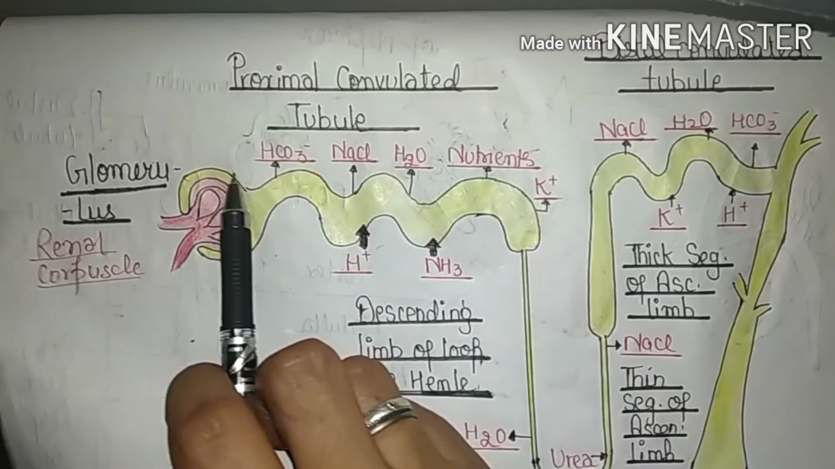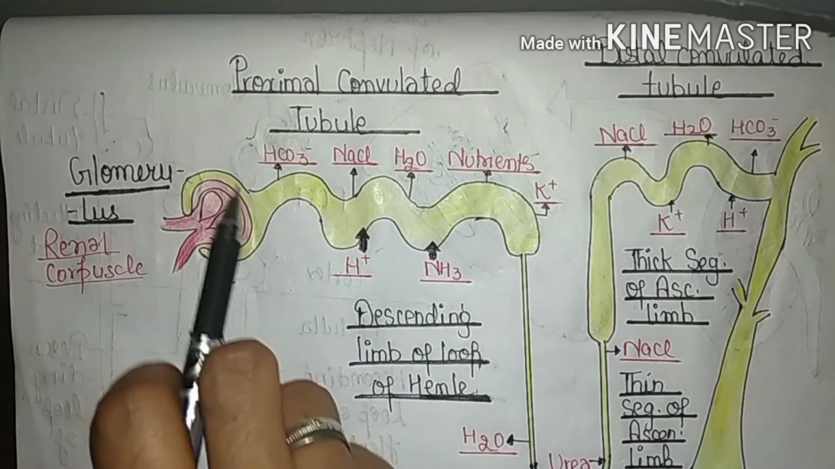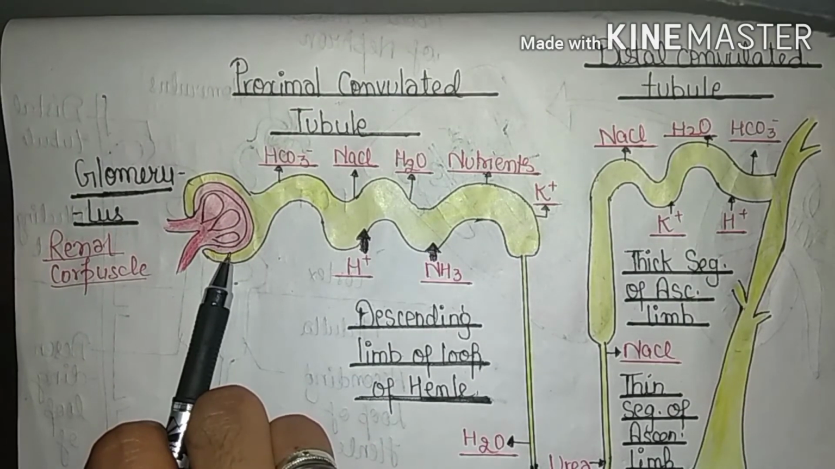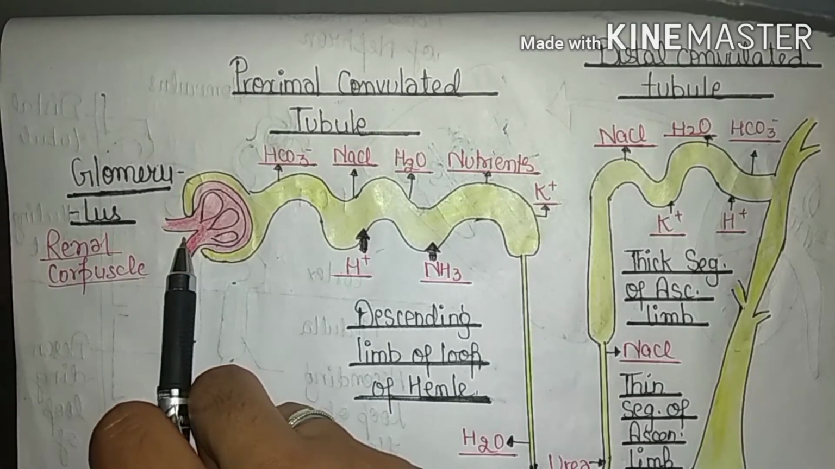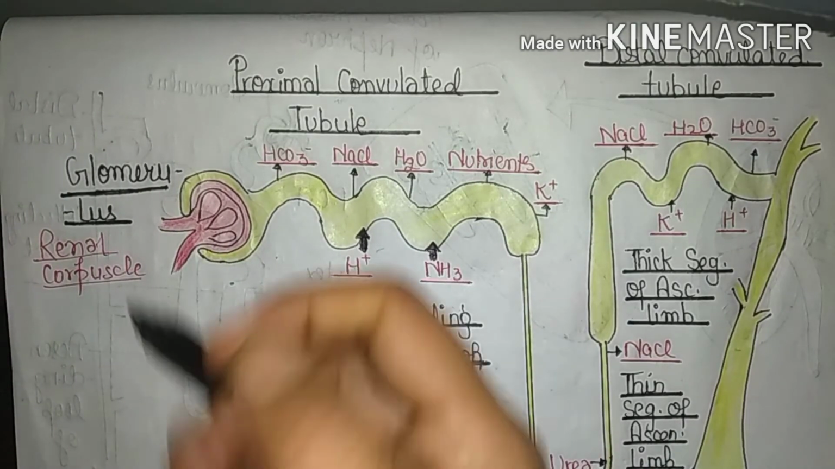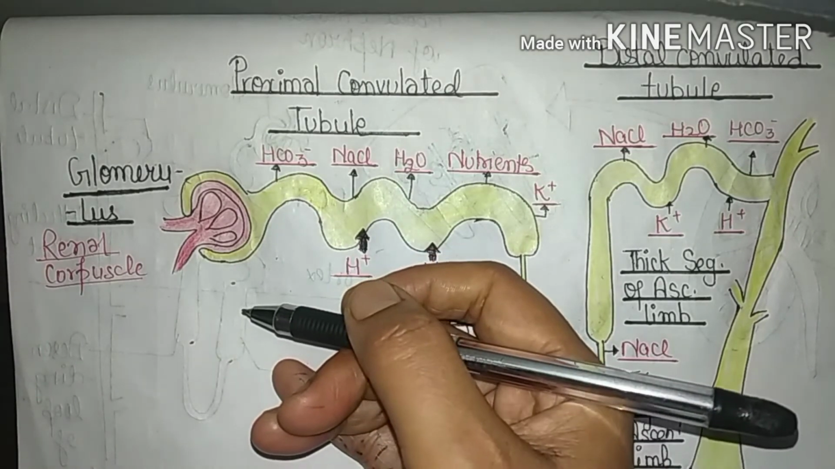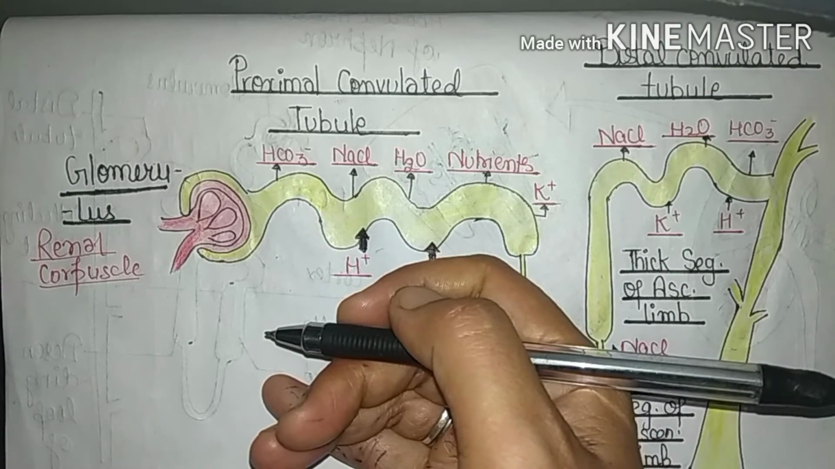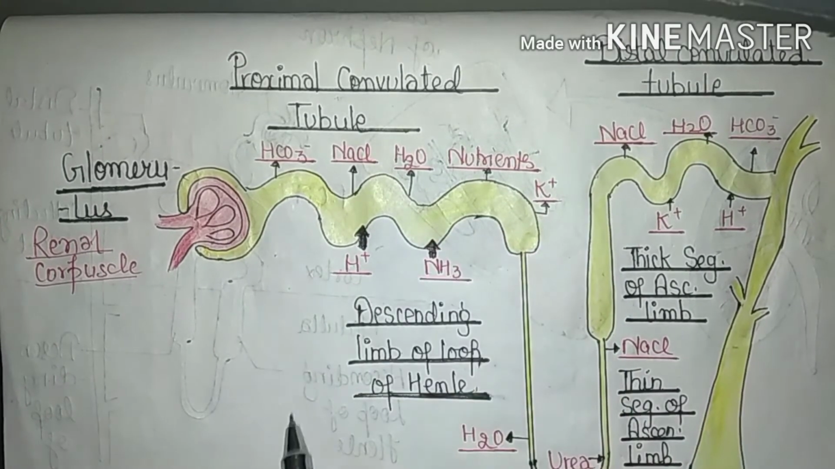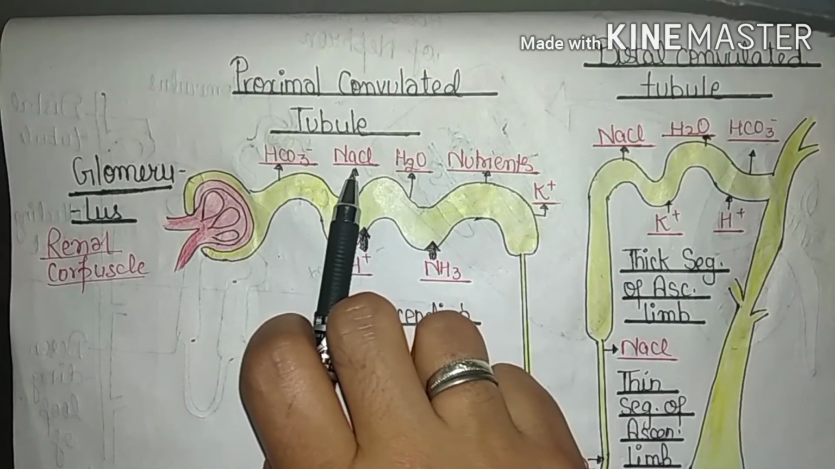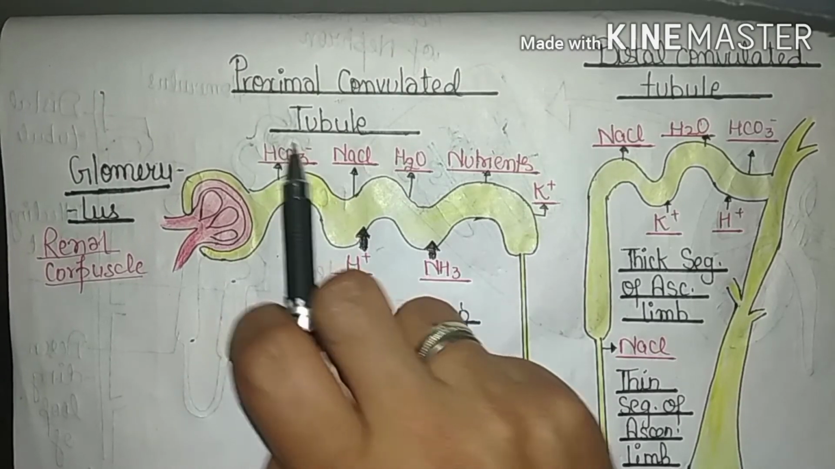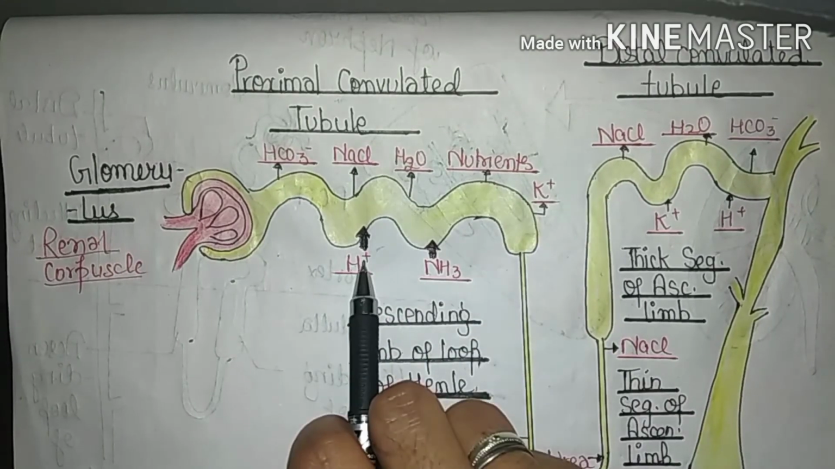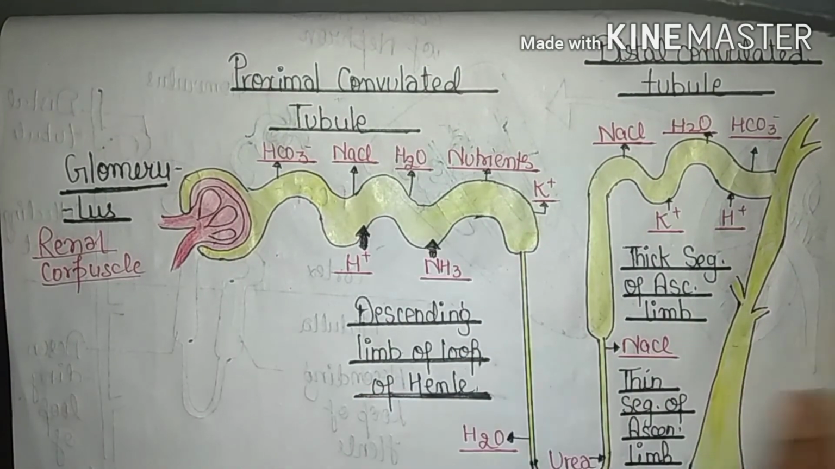This is the glomerulus or renal capsule, where the production of urine begins. Approximately 125 ml of fluid per minute is filtered in this renal capsule, and water, ions, glucose and amino acids are reabsorbed. Next is the proximal convoluted tubule, which reabsorbs bicarbonate ions, sodium chloride ions, water, nutrients and potassium, and secretes hydrogen ions and ammonia.